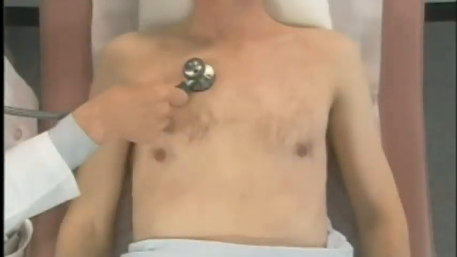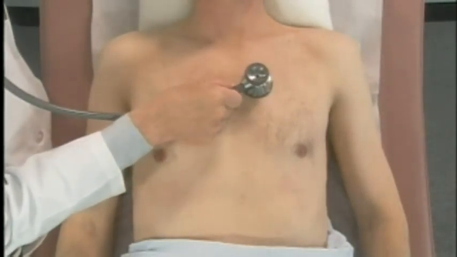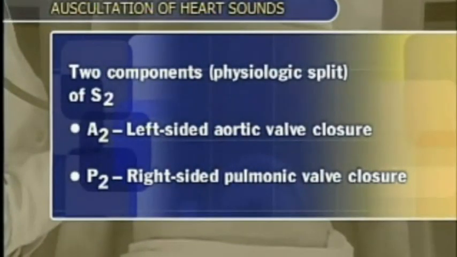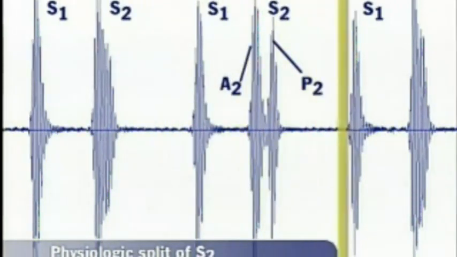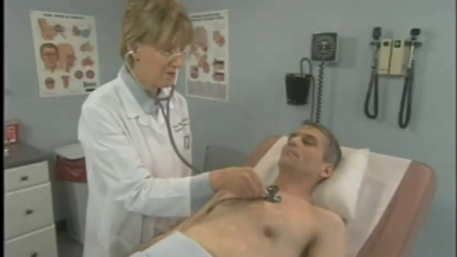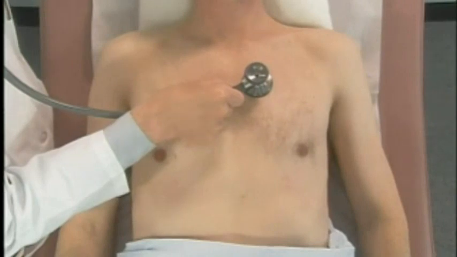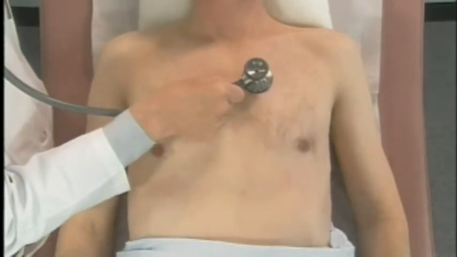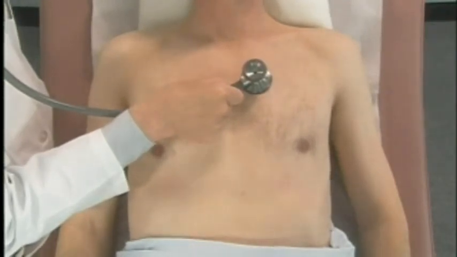Still listening in the aortic area, but focusing more in the pulmonic area, try to identify the inspiratory splitting of S2 into its two components. Its first component, A2, is from left-sided aortic valve closure. Its second component, P2, comes from right-sided pulmonic valve closure. Now breathe deeply. This physiologic split of S2A and S2P normally occurs during inspiration. During expiration, however, these two components are fused into a single sound, S2. Let's listen again.